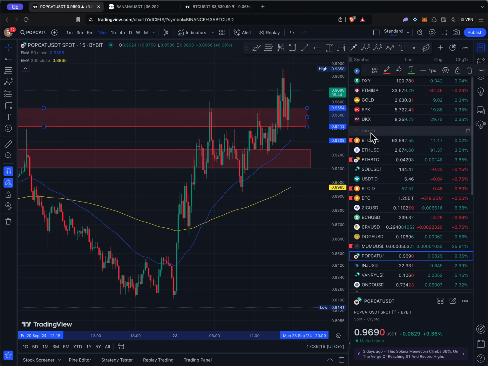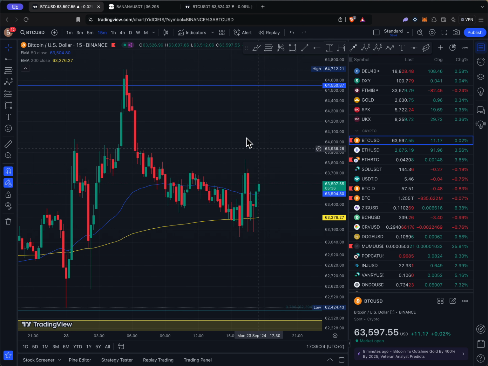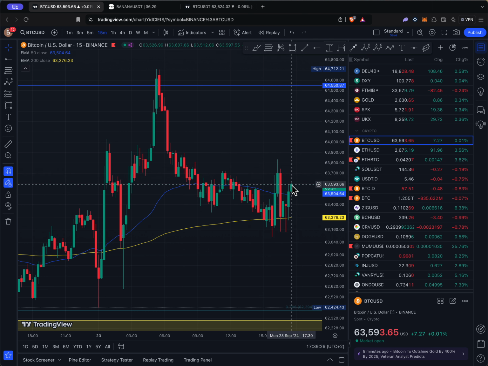Always watching the BTC chart and see if it gives strength or weakness. And in this case, BTC looks pretty nice, going again up after this fuckery in here for 45-60 minutes.